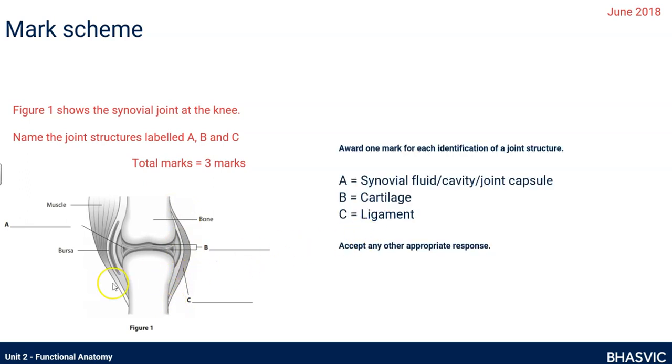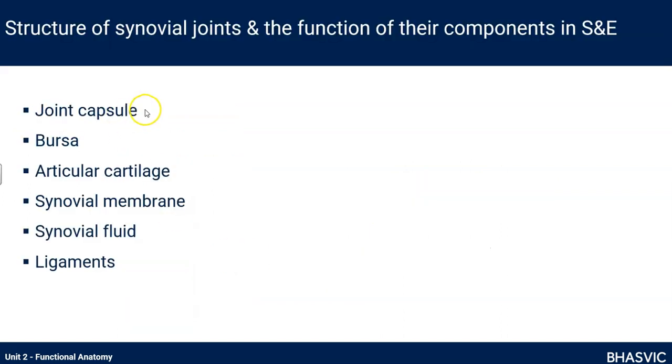Mark scheme is here. So A is synovial fluid inside the joint. B is articular cartilage on the ends of the bones, and C is a ligament. And I suspect a lot of students in the exam may have also put articular capsule or joint capsule, because I don't think that's a brilliant diagram, but it just shows you how you might get asked questions. So you need to know the structure and function of these parts of a typical synovial joint.